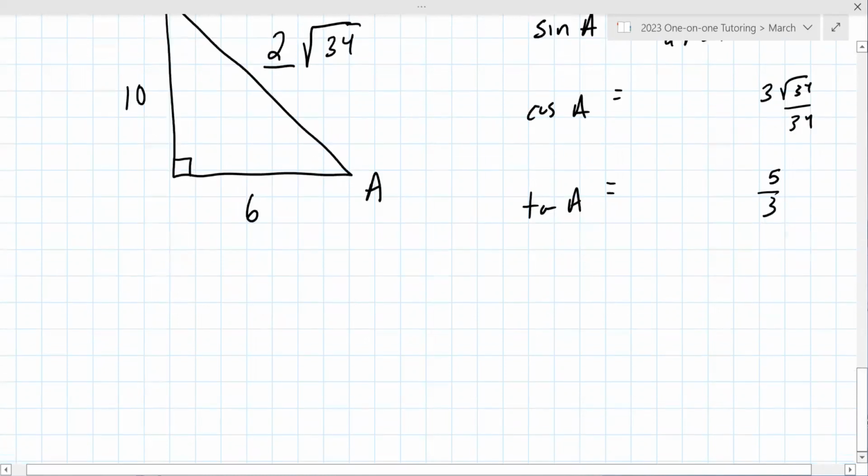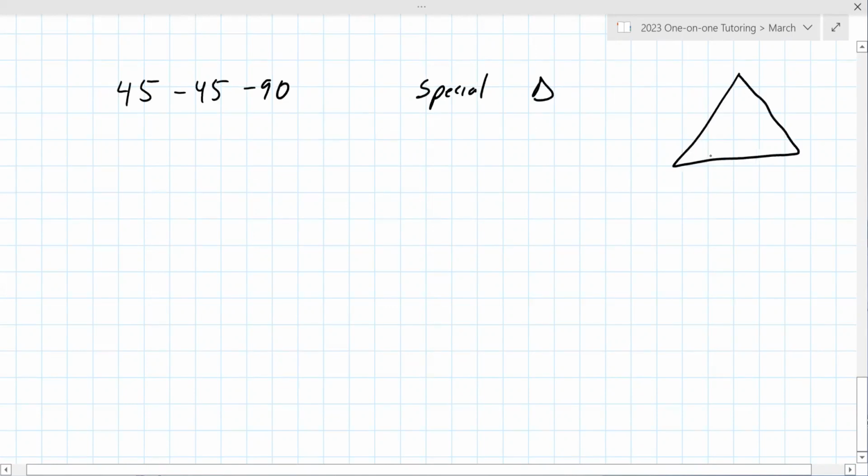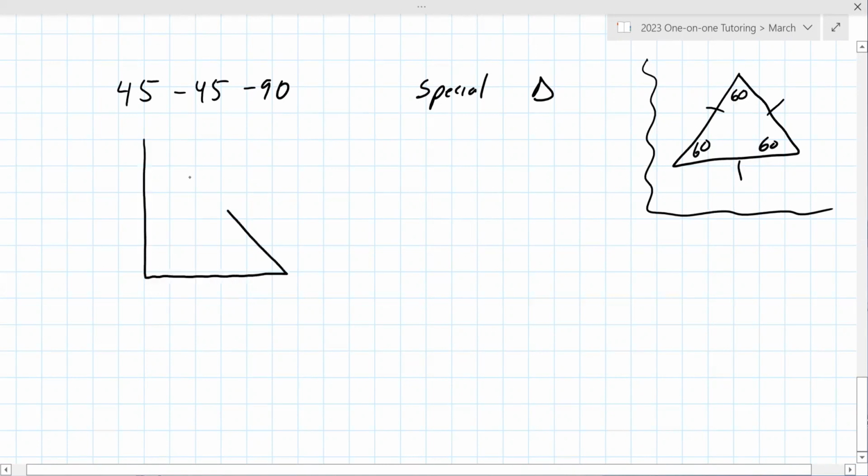So let's look at a couple of special triangles here. There's two special triangles. The first one is a 45, 45, 90 special triangle. That's the equilateral, right? No. Equilateral would be all sides the same, or all angles. That's not this. I guess an equilateral is special, but not typically in the context of what you're doing here.